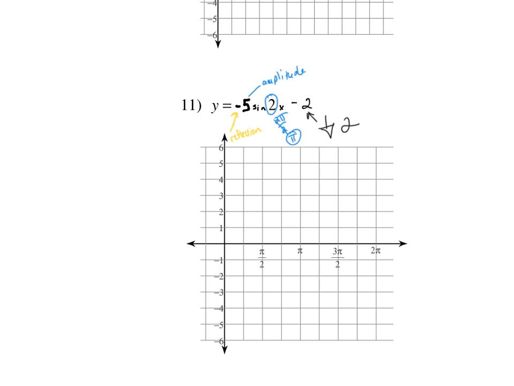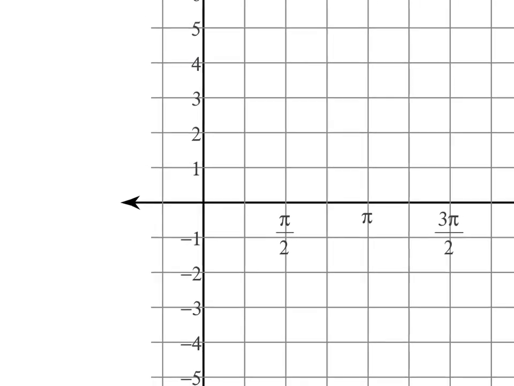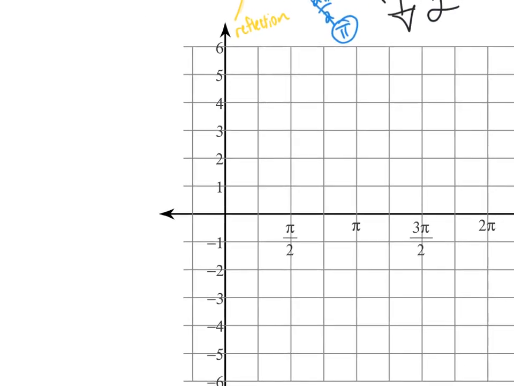Okay, this graph is only going from 0 to pi. So each piece is pi over 4. So this is pi over 4, this is 2 pi over 4, this is 3 pi over 4, and this is 4 pi over 4.